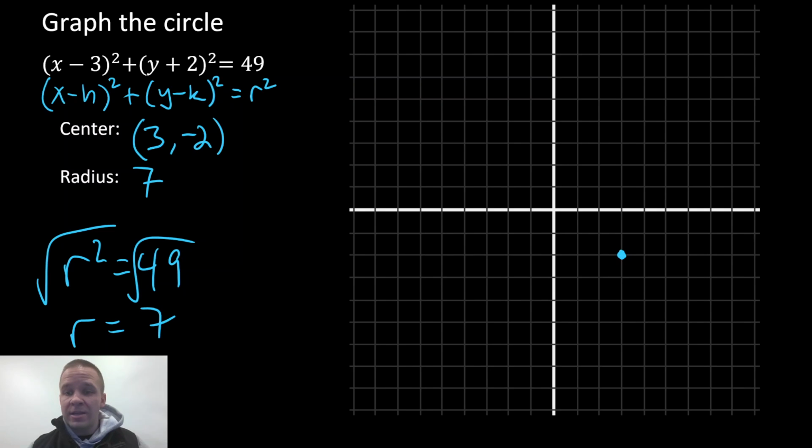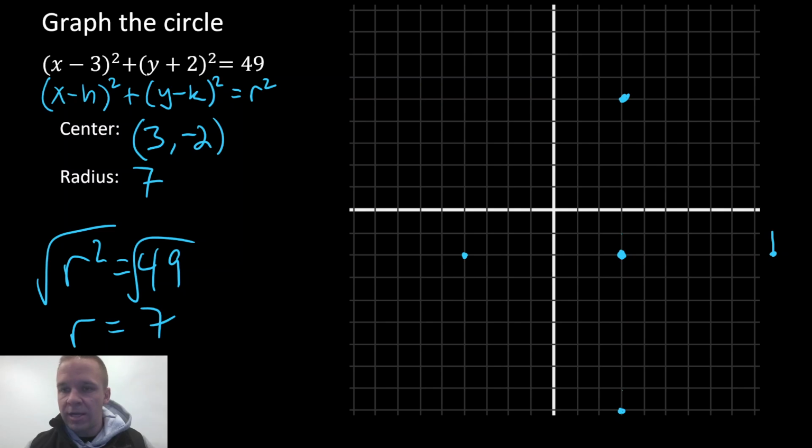And then for my radius, I'm going to have to go out 7 units in all 4 directions. So I'm going to go up 7. 1, 2, 3, 4, 5, 6, 7. I'm going to go to the left 7. 1, 2, 3, 4, 5, 6, 7. Go down 7. 1, 2, 3, 4, 5, 6, 7. And then to the right 7. 1, 2, 3, 4, 5, 6, 7, a little bit off the graph.